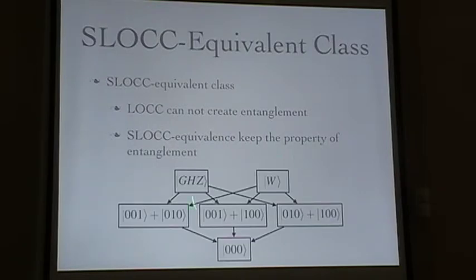These graphs show the SLOCC equivalent classes of tripartite qubits. And this arrow means they can be converted by SLOCC. There are 6 SLOCC equivalent classes, but these 4 classes can be created from the GHZ state or the W state by SLOCC. So these 2 classes are relatively more important than these 4 classes. These states are called SLOCC maximal states.